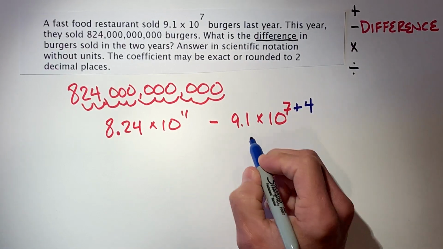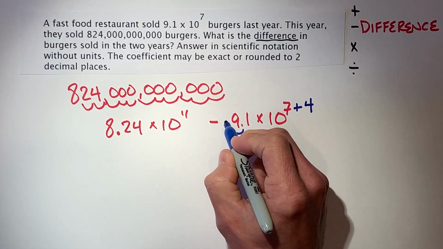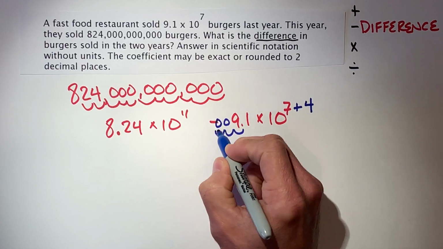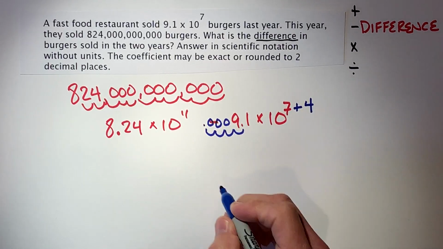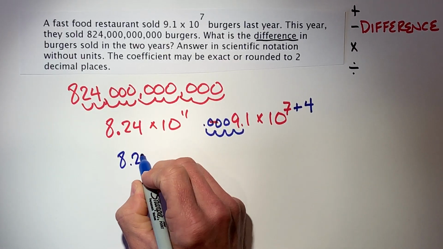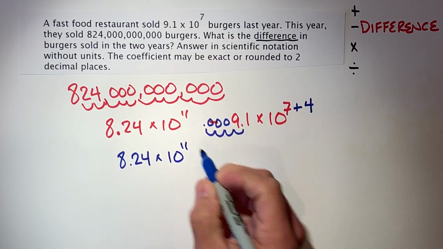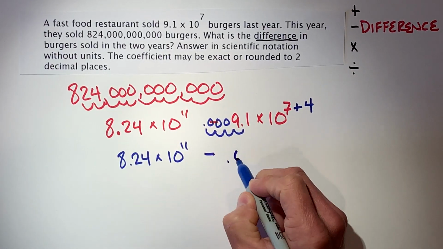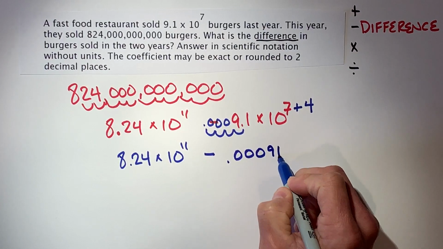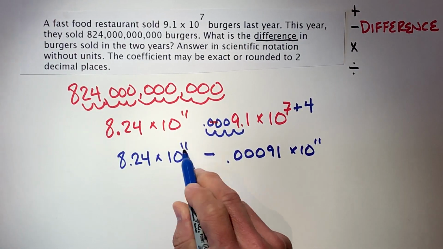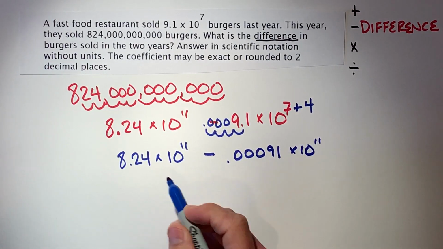I need to add 4, which means 1, 2, 3, 4. So now I have 8.24 times 10 to the 11th minus 0.00091 times 10 to the 11th. Now my exponents are the same, so now I'm in business.